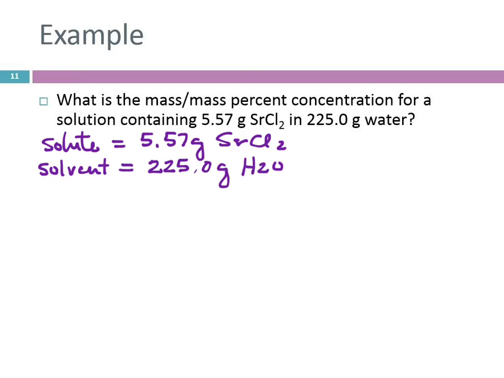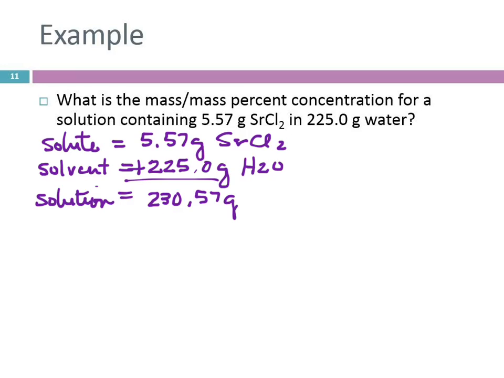We want, for our denominator, the mass of the solution. So the mass of the solution equals these things added together, right, which would be 230.57 grams. Did I do that right? Sometimes I do math like that because I don't want to get out my calculator. Oh, I did it right that time. Good.